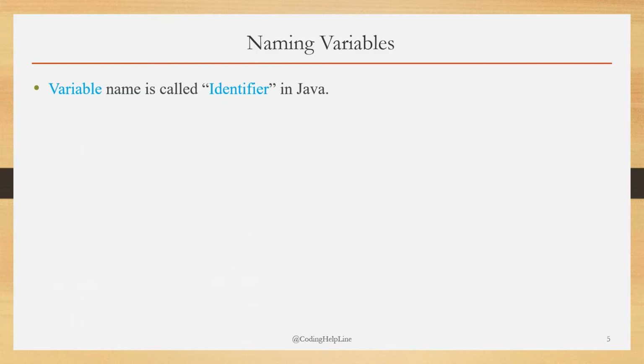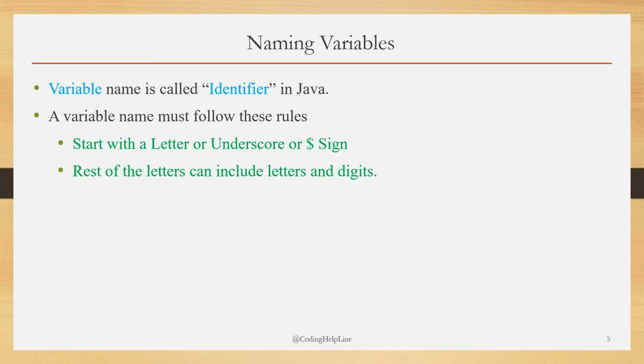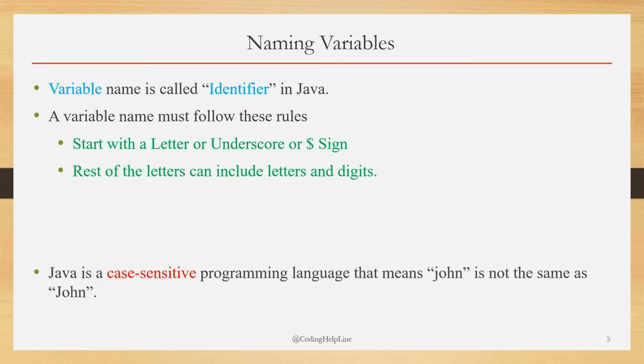Naming variables. A variable name is called an identifier in Java. Each variable must follow some rules. The Java programming language has the following rules that must apply on variable names or identifiers. It must start with a letter, or an underscore character, or a dollar sign. The rest of the characters can include letters and digits.